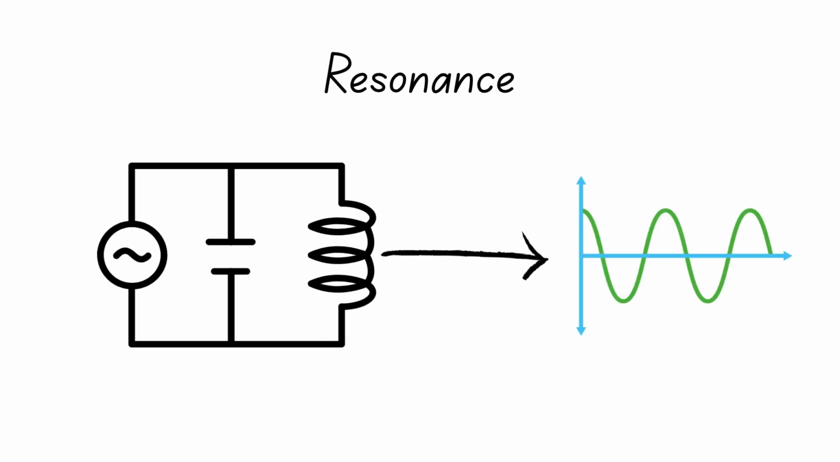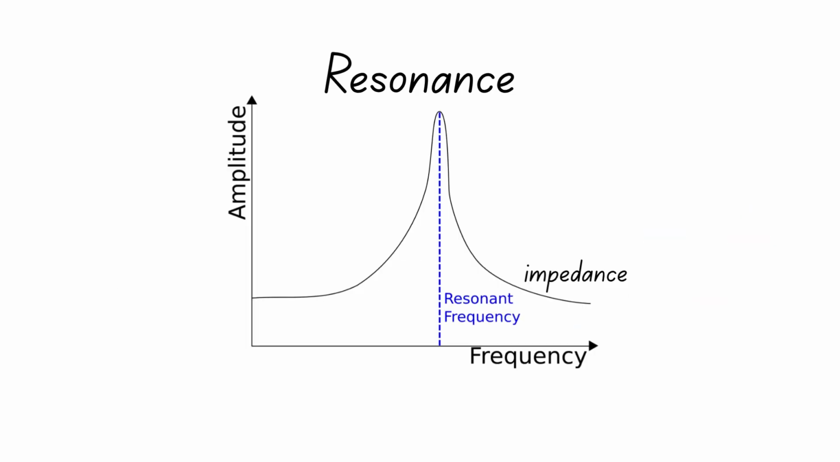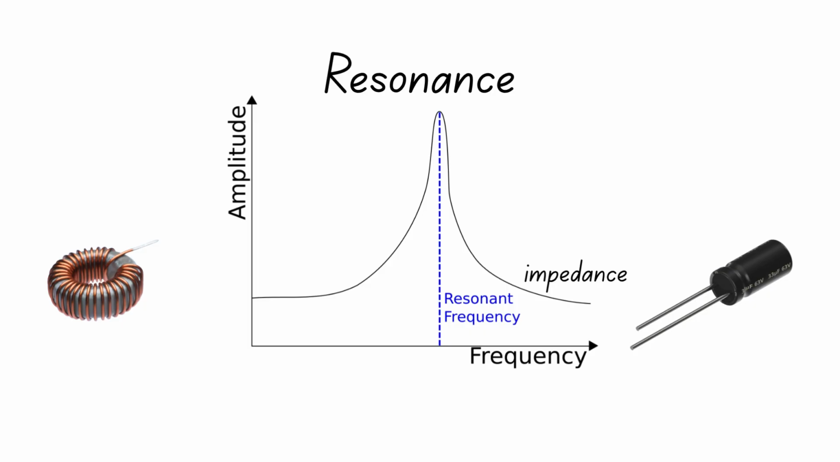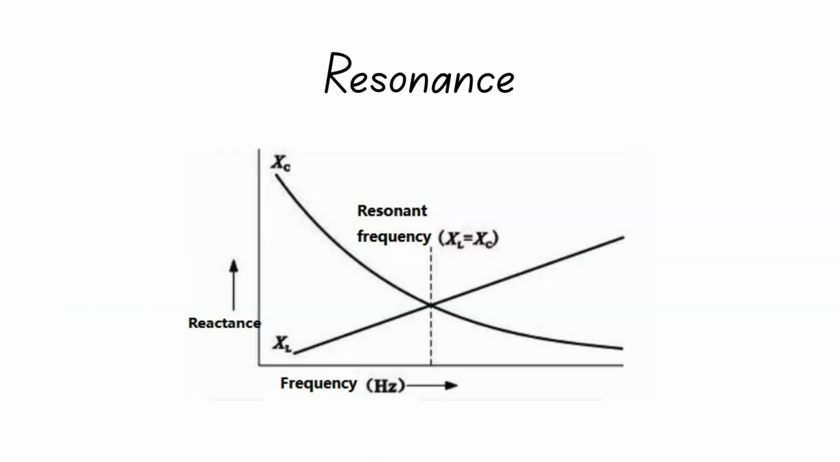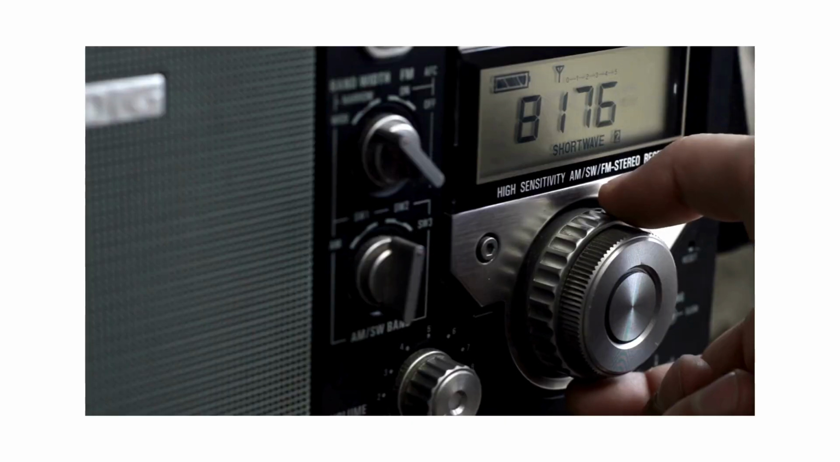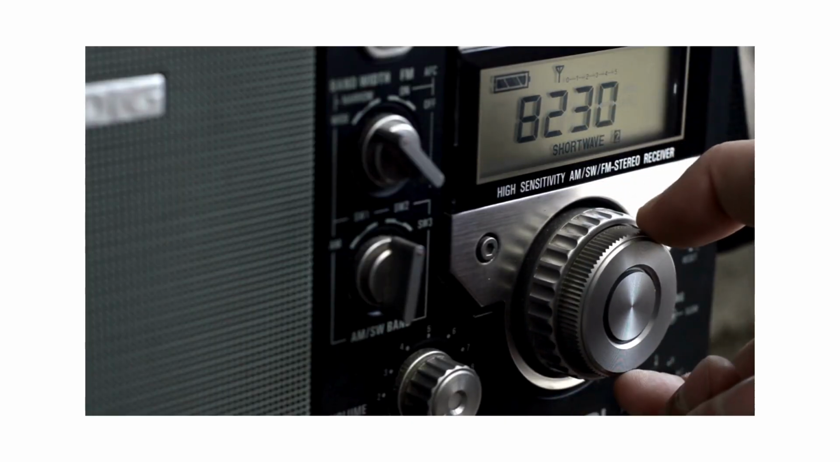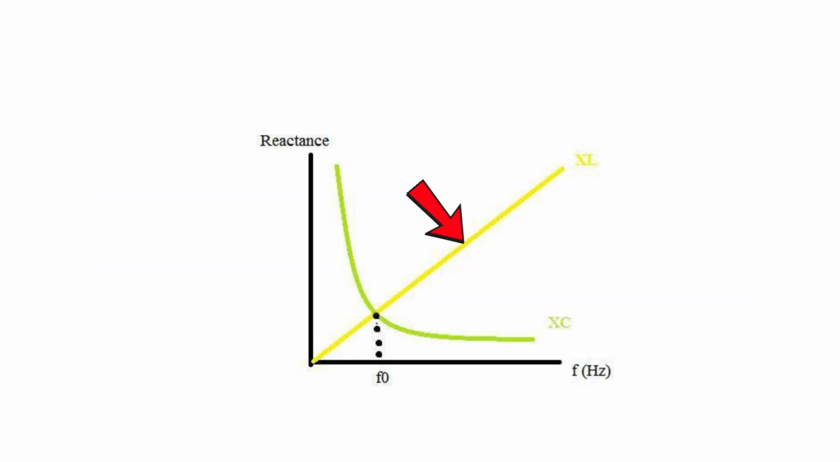So, the circulating energy remains contained within the LC loop. This results in a condition called resonance, where the circuit naturally oscillates at a particular frequency determined by the values of the inductor and capacitor. The resonant frequency corresponds to the frequency at which the two reactances are equal in magnitude and is given by this formula.